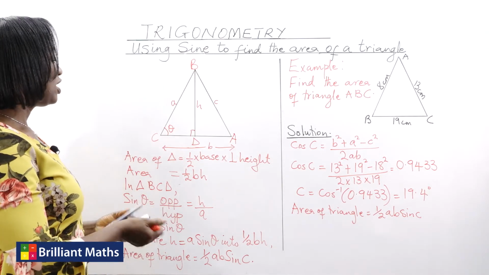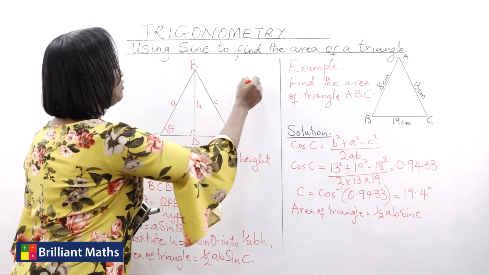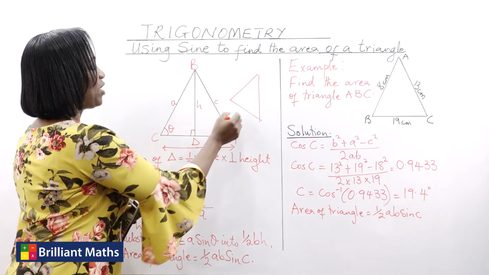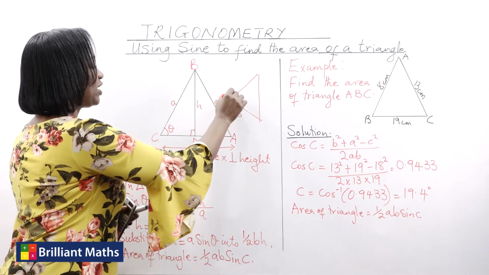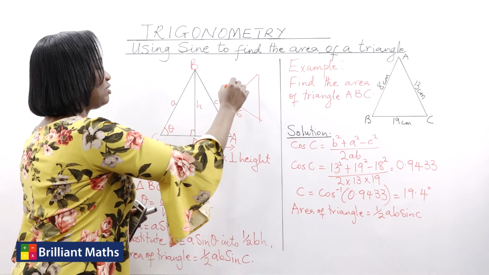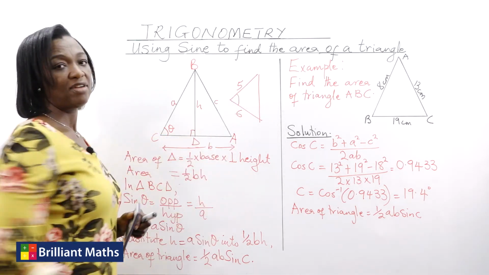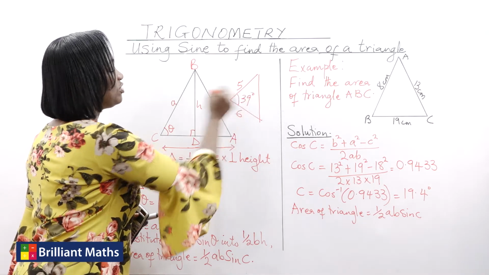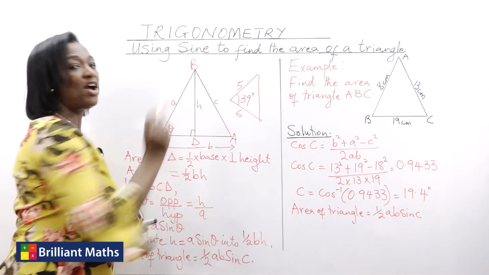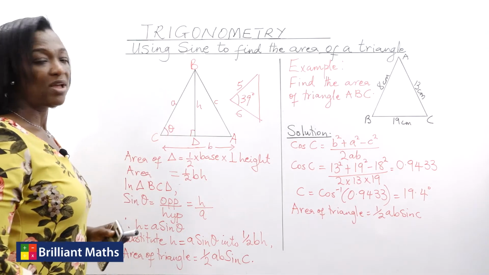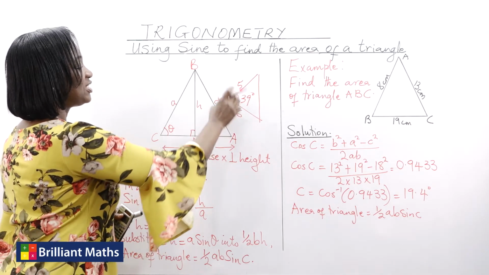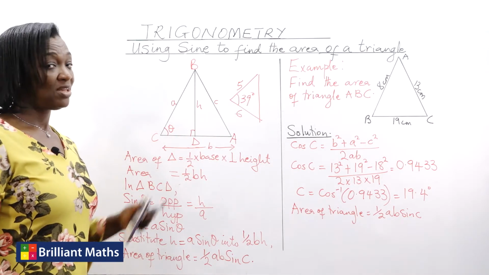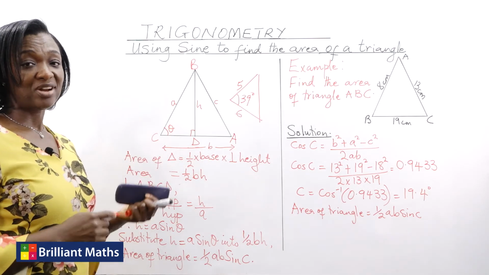So for example, if we have a triangle of this form, we are given this as 6, we are given this angle, and then we are given this as, let's say, 5. This angle is 39 degrees. You can find the area of this triangle using this formula. Half times 6 times 5 times sine 39 degrees. It's actually very easy. You just need to practice it.